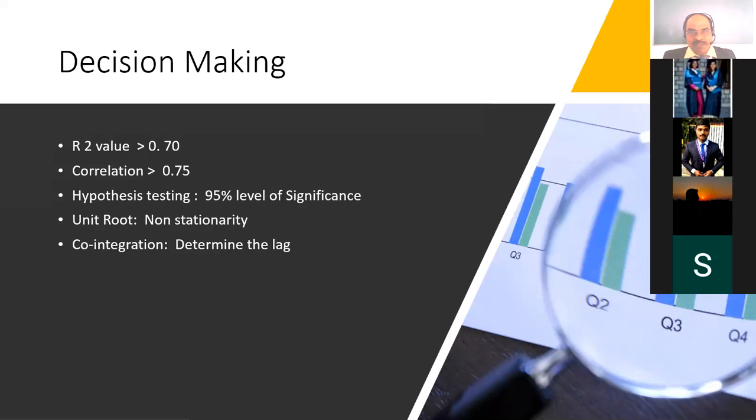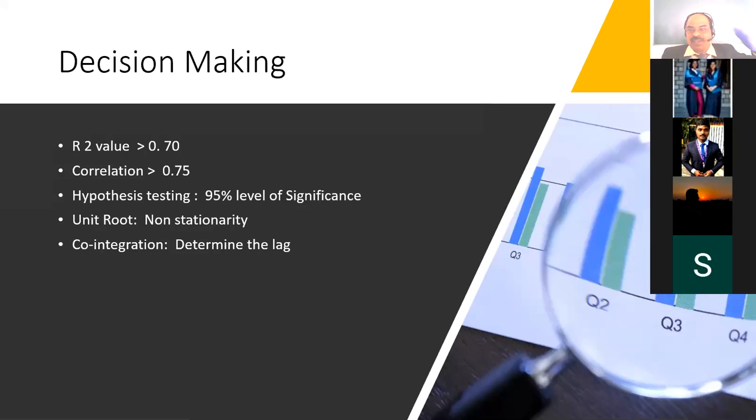When you want to test the hypothesis here, use the 95% level. Then, a very important thing: if you want to go for the unit root test, find out whether the data is stationary. Stationary means the share price will be in a flat pattern.